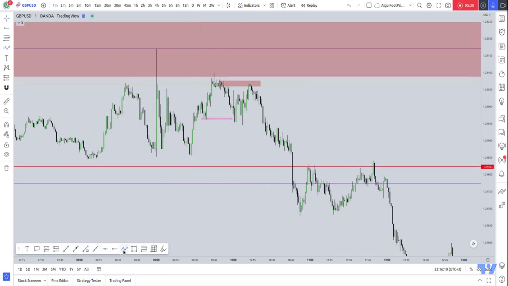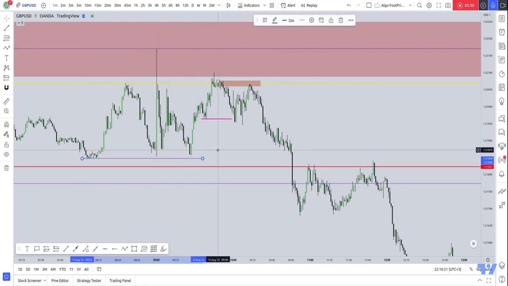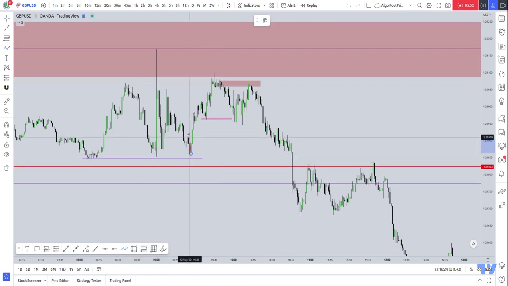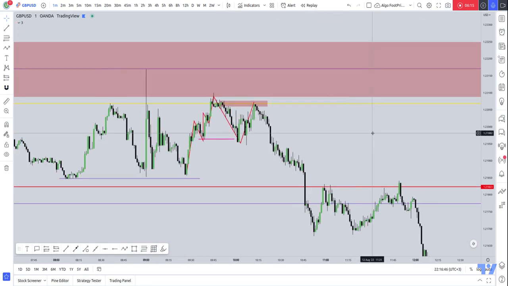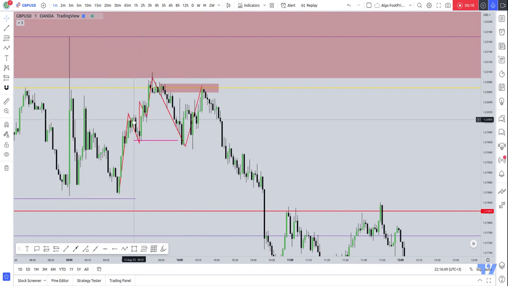I show us price created relatively equal lows right here, and price created this short-term high, this right here, and then we broke this one, and the second one price closed below, then went back up to where this move started from, where the move that broke these lows started from, right here.